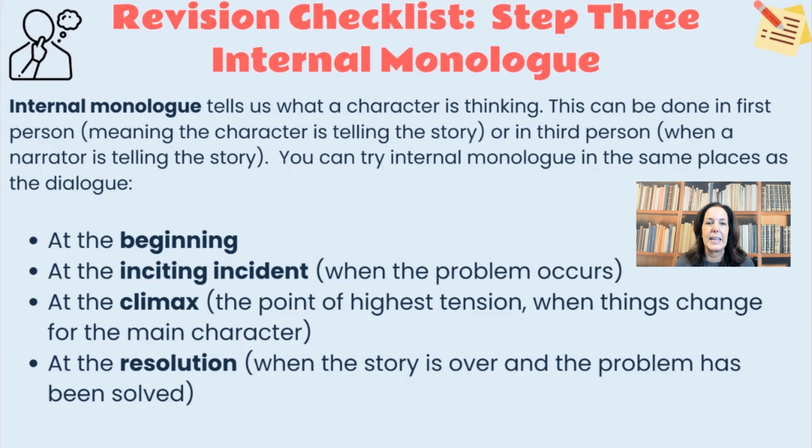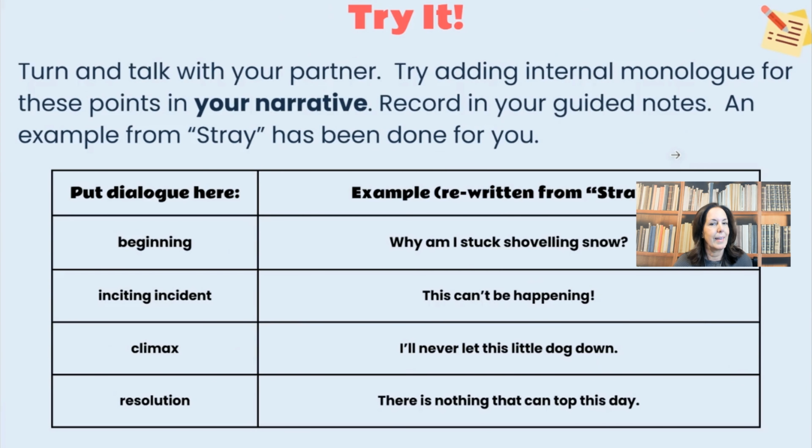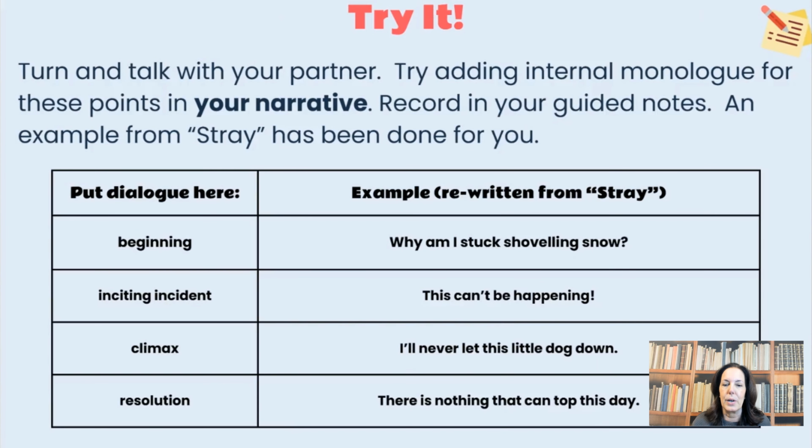Okay, step 3 is internal monologue. That tells us what a character is thinking. This can be done in first person, meaning the character is telling the story, or in third person, when a narrator is telling the story. You can try internal monologue in the same places as the dialogue: the beginning, the inciting incident, the climax, and the resolution. Now try it. Turn and talk to your partner and try adding internal monologue for these points in your narrative. You'll record it in your guided notes, and here's my example.